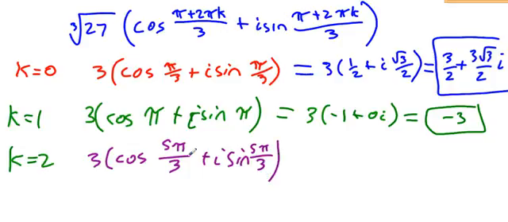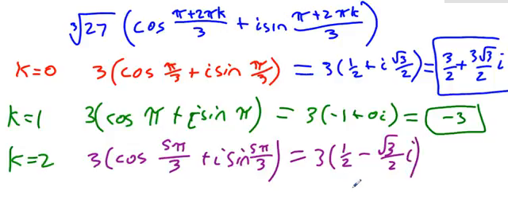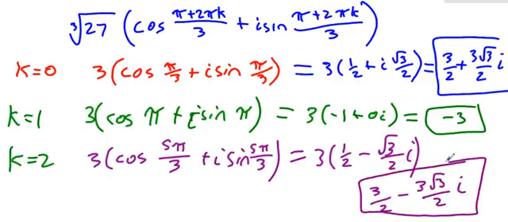So for 5 pi over 3, cosine is going to be positive 1/2. Sine will be negative because we're down in quadrant 4, and that's square root of 3 over 2. So when you multiply that out, that's 3 over 2 minus 3 square root of 3 over 2 i. And there are our 3 roots.